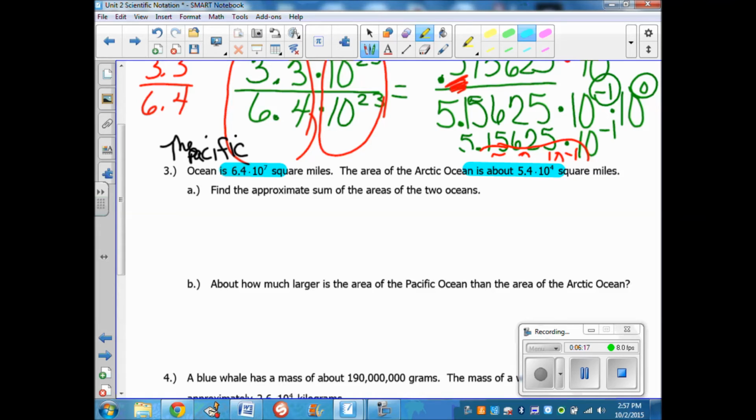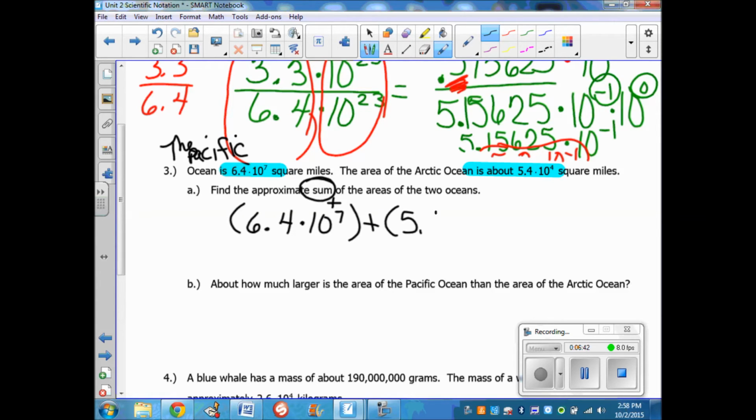Find the approximate sum of the areas of the 2 oceans. Okay? The sum of the areas. So that key word there, sum. Okay, sum means to add. So we're going to take our 2 areas, and they're asking us to add them together.